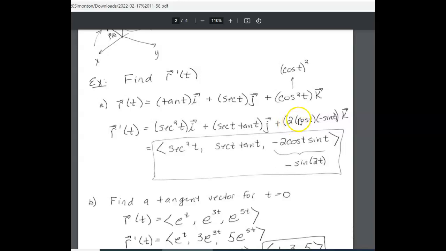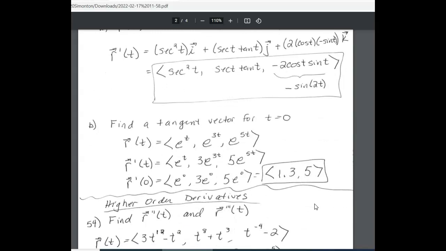So 2 cosine of t to the first, and then the derivative of the inside is negative sine, the derivative of cosine. If you clean that up, you get negative 2 cosine t sine t, and that's fine. That does happen to be the double angle identity for sine of 2t. The 2 cosine t sine t is sine of 2t, so changing it to that would be fine as well. These others we would just leave as they are. So notice your answer is a vector. It just has the derivatives in each component.